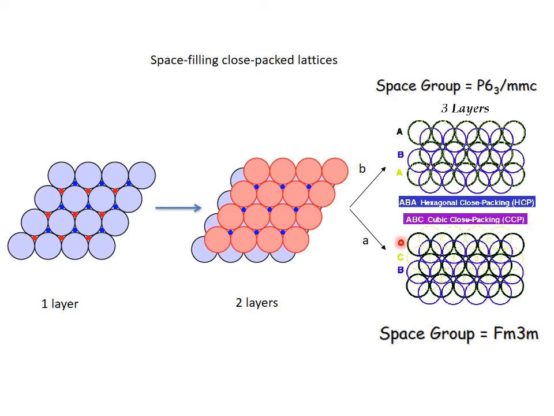Now, the first case is associated with hexagonal symmetry. We call this kind of stacking the hexagonal close packing and the hexagonal close packed structure. It is associated with the space group P63/mmc, and for the second case we arrive at a cubic structure with the space group Fm3m.